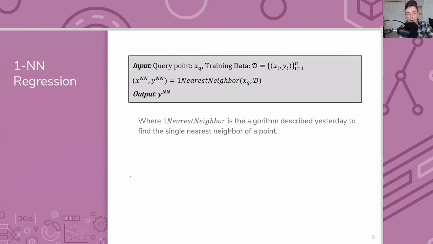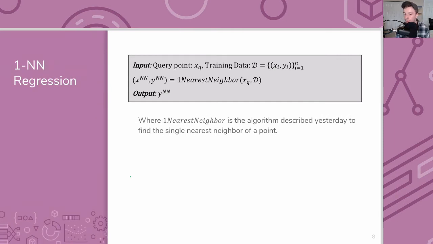So here's the algorithm for one nearest neighbor regression. You are given some input query, xq. That's the point that we're interested in making a prediction for. And we have a training set of n examples. What we'll do is we'll just find the one nearest neighbor of x in our training set, and then output its label, where one nearest neighbor is the algorithm I described last time to find the single nearest neighbor of a point, searching over all the points.